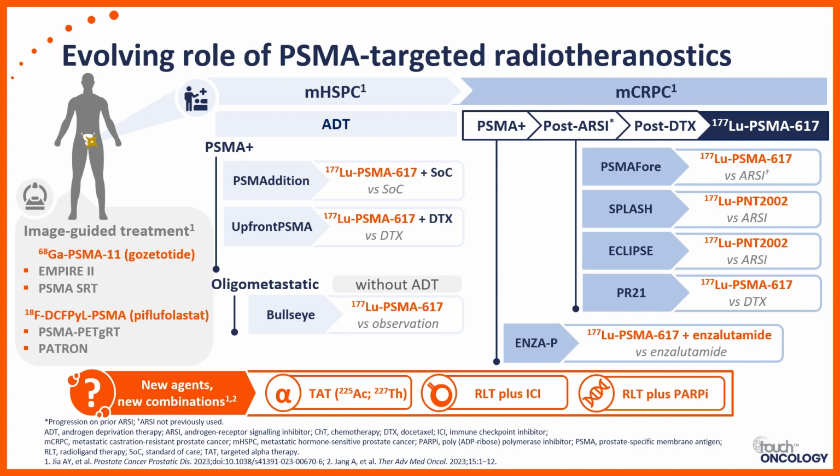The ENZA-p is also another interesting trial looking at the combination of an androgen receptor inhibitor, so-called enzalutamide, which is commonly used by us in both castration-sensitive and castration-resistant disease, against enzalutamide. So I think these trials will shape a little bit of how we use radioligand-based therapy in the castration-resistant disease and the setting in which we use it.